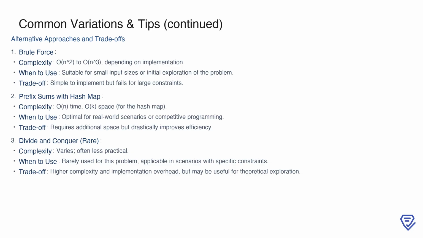Lastly, there's the divide and conquer approach, which is rarely used for this problem. While it might be applicable in specific scenarios with unique constraints, it typically comes with higher complexity and additional implementation overhead. Understanding these trade-offs helps you choose the best method depending on the context and constraints of the problem.